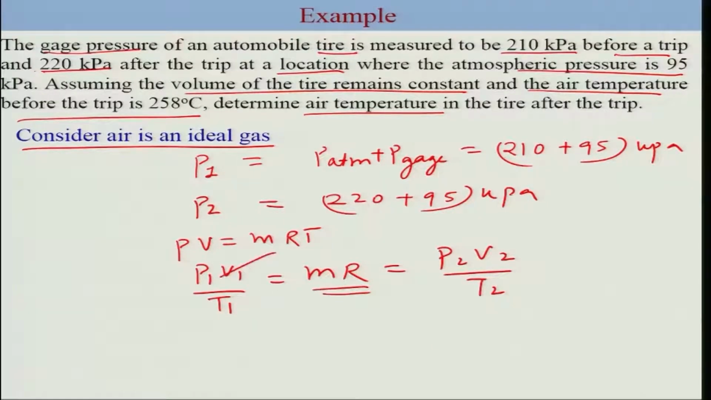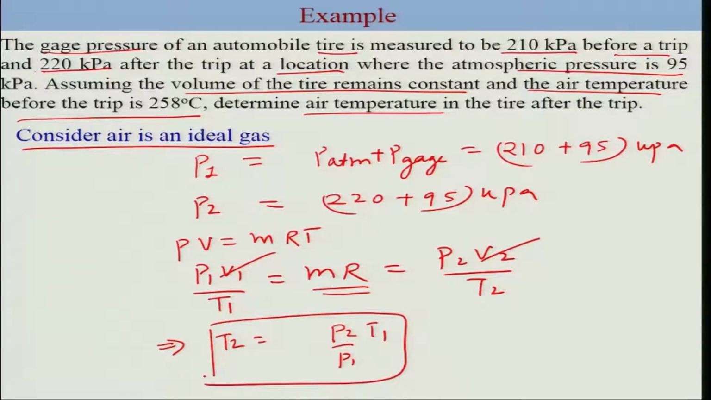Now V1 and V2 are constant, which essentially means I should be able to find T2 as P2 by P1 times T1, and this is how we are going to solve this problem, by replacing P1 and P2 by these values. T1 we know is 258 degrees Celsius. So this is the way to solve simple problems such as this, by making use of gas approximating to the ideal gas equation of state.